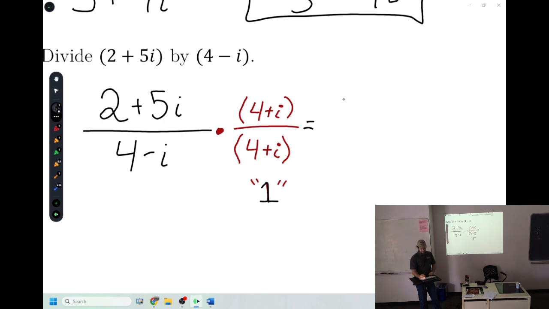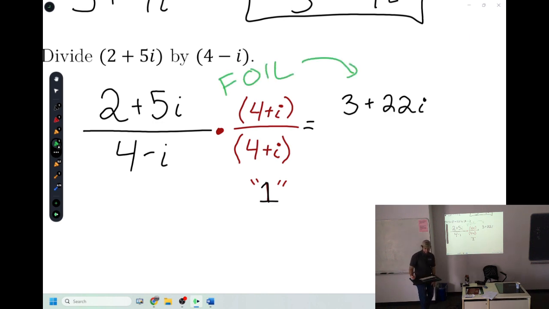Oh, I agree with you. For the top, 3 plus 22i. And if you're like, what the heck? How'd they get there? You know how they got there? FOIL. Well, if 2 people got it, it's probably pretty darn close. And you're right, I do trust you.